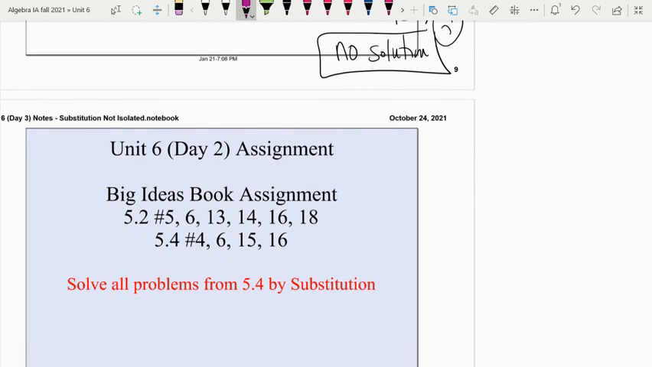And here's the assignment. And when it says, notice this, solve all problems from 5.4 by substitution. So ignore the directions, solve by substitution.